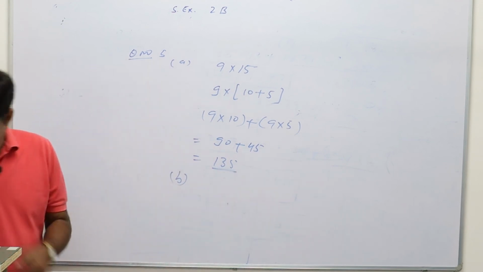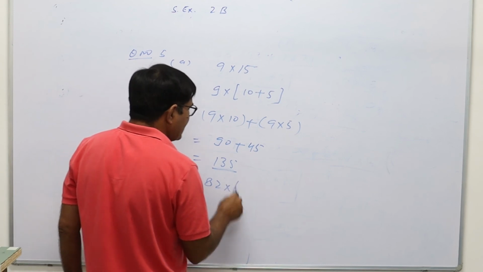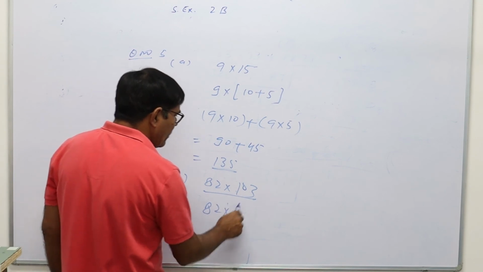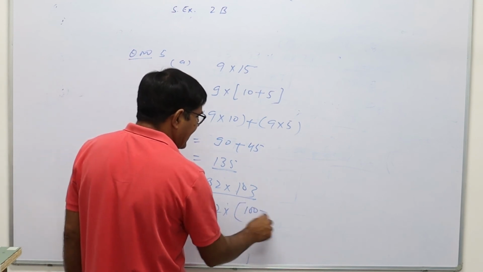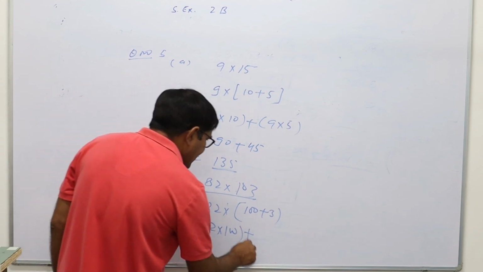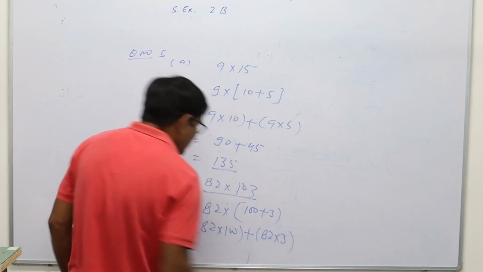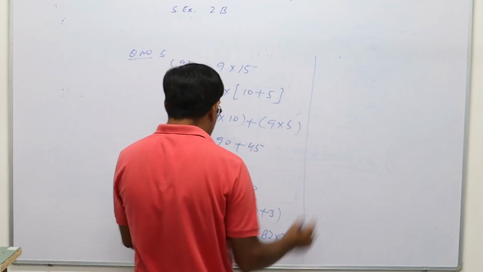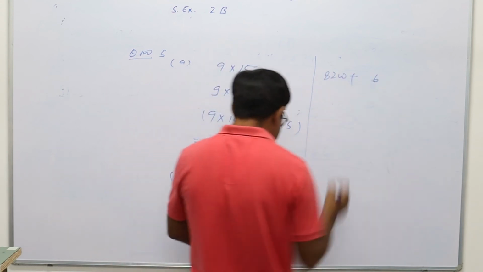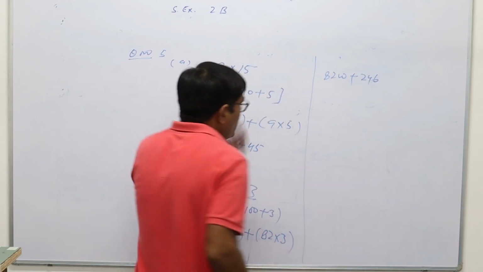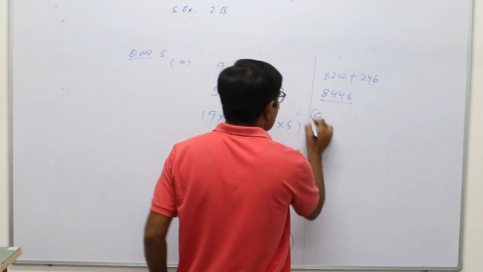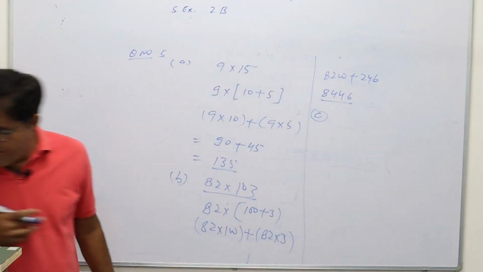Second question, 82 into 103. We can write it as 82 as it is into 103 can be written as 100 plus 3. So now 82 into 100 plus 82 into 3. So 82 into 100 will be equal to 8200 plus 3 2s are 6, 3 8s are 24. So it will be 8446.